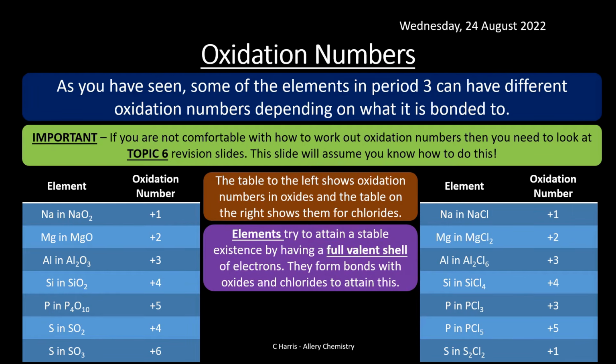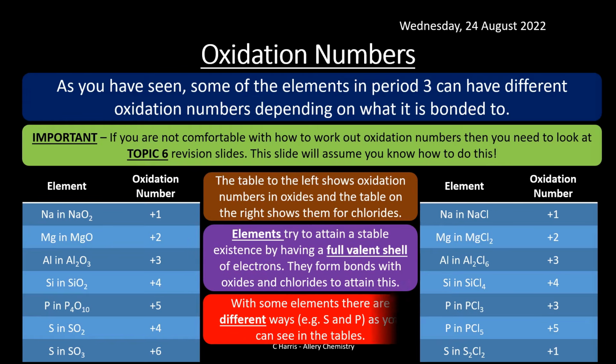But in a nutshell, or an electron shell, should I say, the elements try to attain a stable existence by having a full valence shell of electrons. That's the key thing. They'll form bonds with oxides and chlorides to do that, and that's why they react relatively readily, or some of them do anyway.